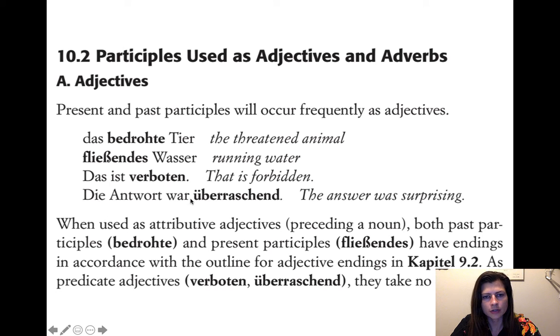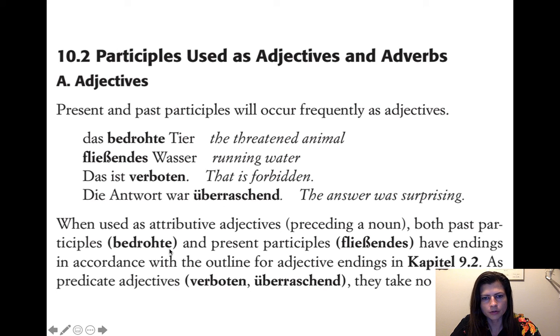Die Antwort war überraschend. The answer was surprising. So this one is very similar to English. The answer was surprising. Die Antwort war überraschend. So all we've done, überraschend means to surprise, so we just added the D, and it means surprising instead. So some of them can be quite straightforward, and others are trickier.